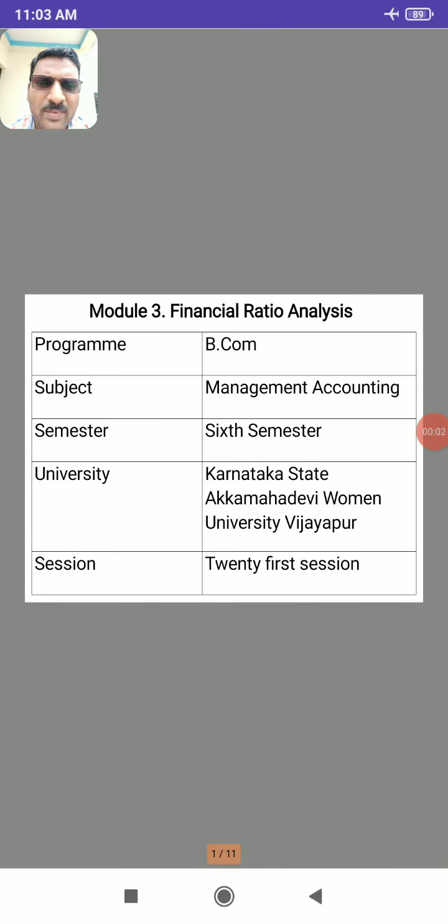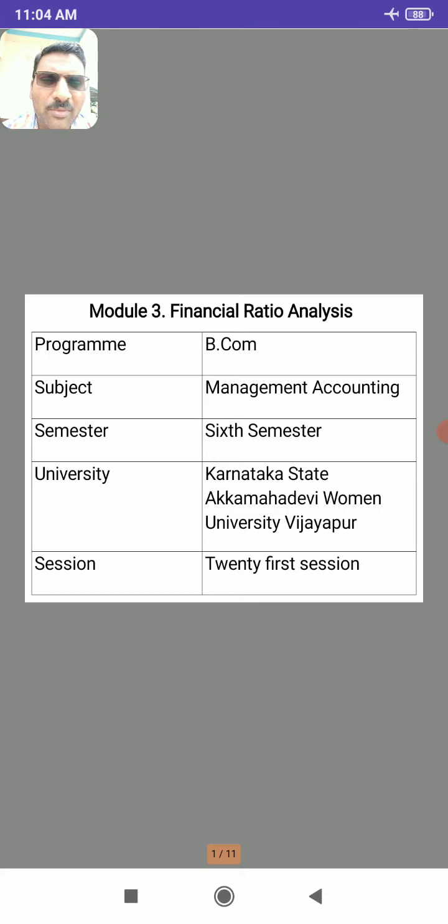Good afternoon, students. In the last class we saw what is meant by ratio and ratio analysis, and the categories of ratio analysis. In that we selected the liquidity ratio, and in that we discussed the current ratio, its meaning and the formula to calculate it. In that session we also studied what current assets are.